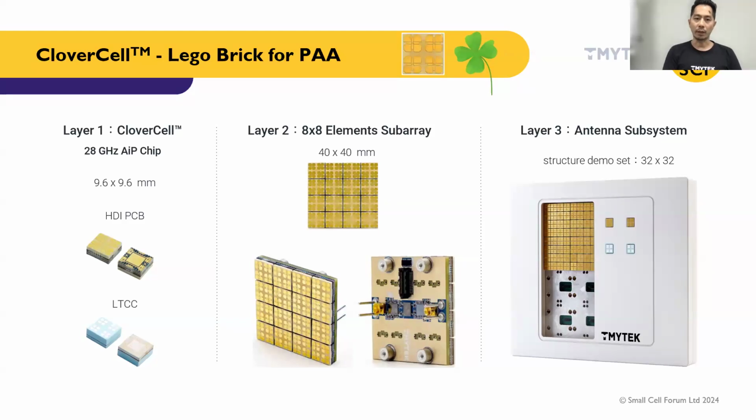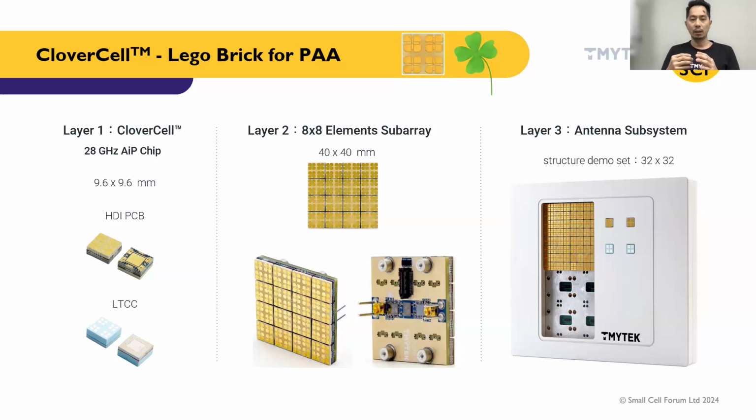So TMYTEK has innovated an architecture we call the club cell. We separate the beamforming array antenna into different layers. From the left-hand side, we call it layer 1. This is a club cell. You can see that it looks like a four-leaf clover, and that's why we named it the club cell. This club cell is our unit cell. We can build it with PCB and also LTCC material. And we tile these small club cells into an 8x8 element group. We call this a subarray.